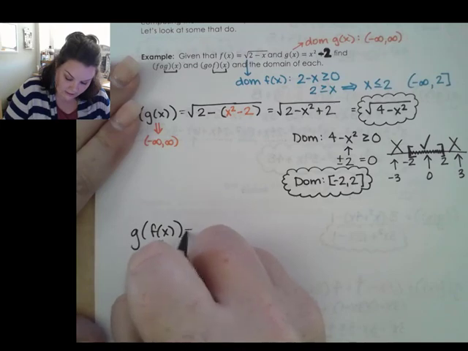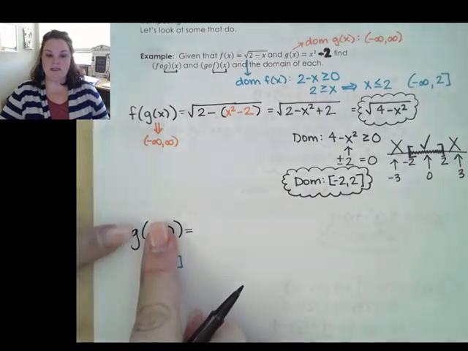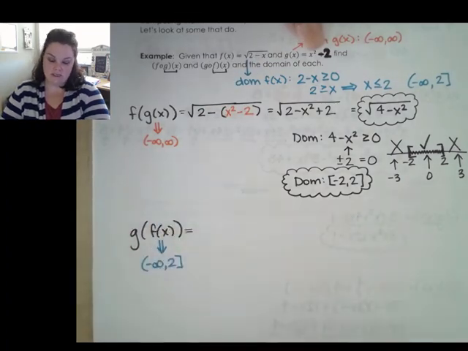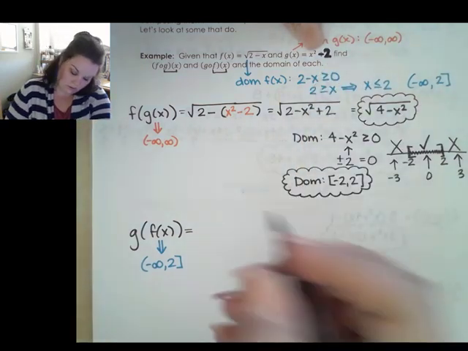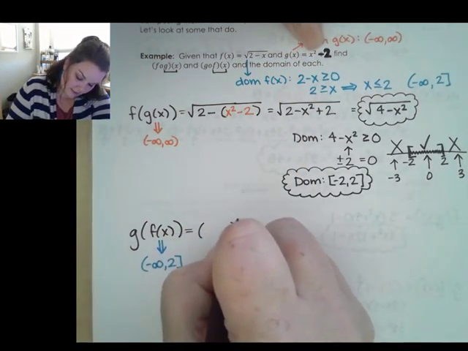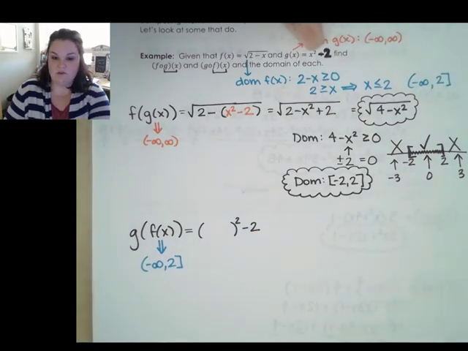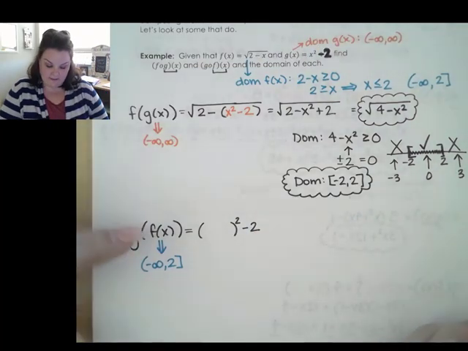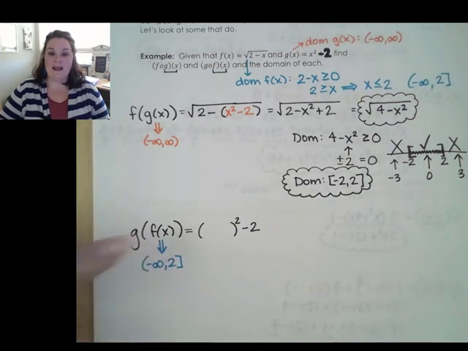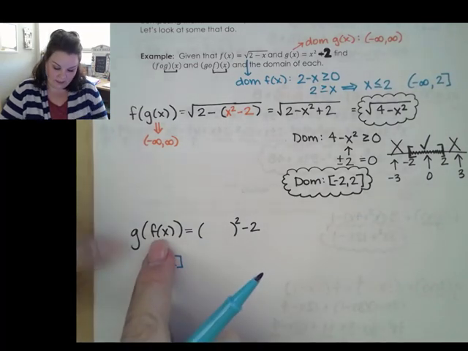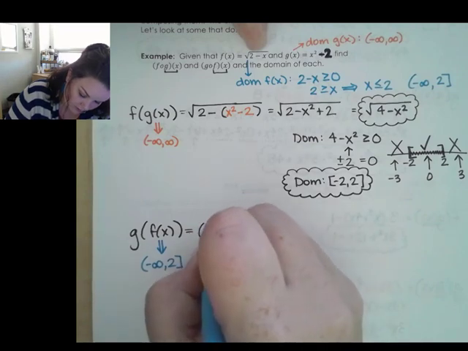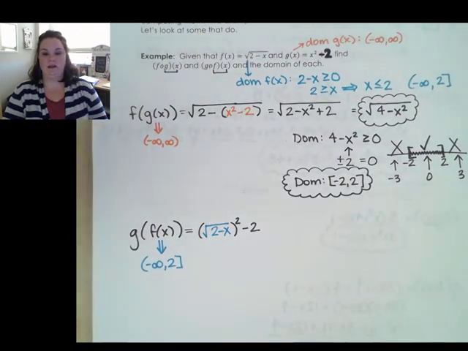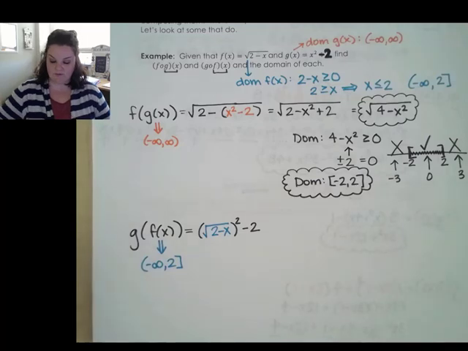Okay, all right, so before we worry about what we're plugging in, let's think about what the g function does. If I look up here, the g function takes my input and squares it and then subtracts 2. So we're going to take our input and square it and then subtract 2. Okay, and then our input here is our f function. So if I look at what my f function is, the square root of 2 minus x. Okay, so now we just need to simplify.